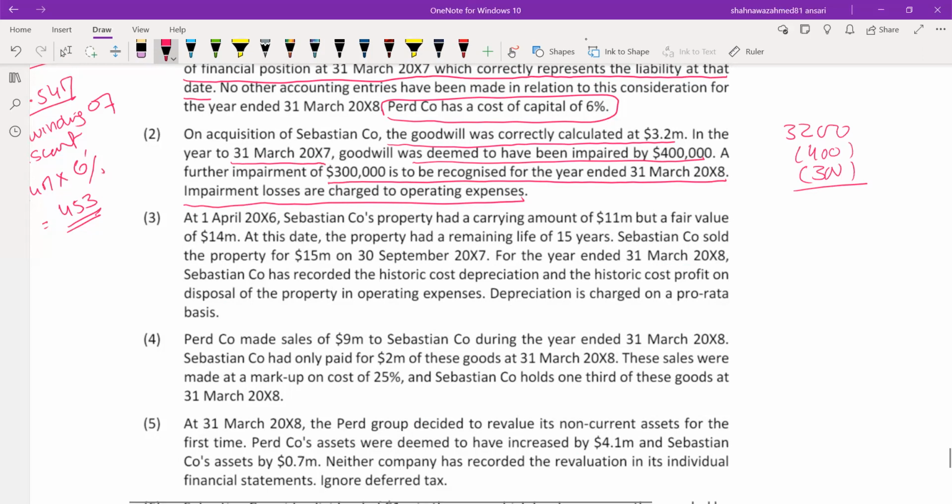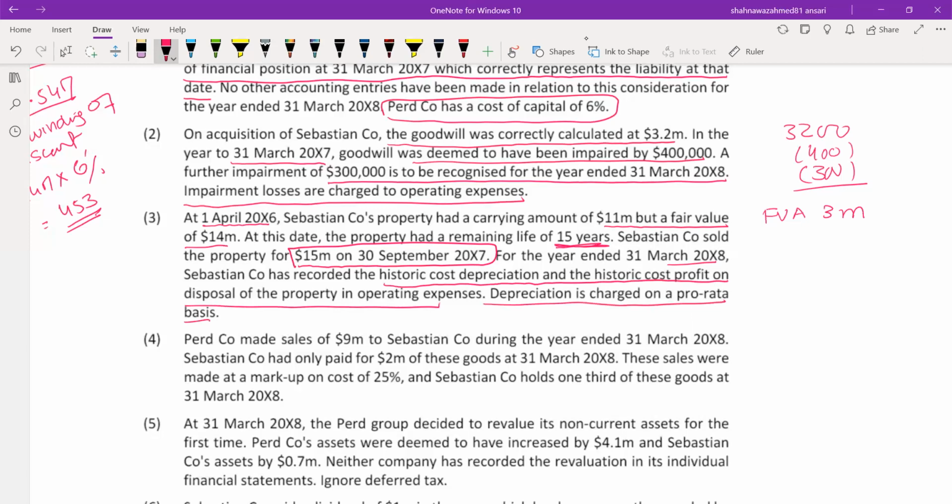Next adjustment. At 1st April, that is the date of acquisition, S's property had a carrying amount of 11 million, but a fair value of 14 million. So we have a fair value adjustment of 3 million. At this date, the property had a remaining life of 15 years. S sold the property for 15 million on 30th September 20x7. For the year ended March, S had recorded the historic cost depreciation and historic cost profit on disposal of property. Depreciation is charged on a pro rata basis. Now, this is somewhat a different adjustment here.